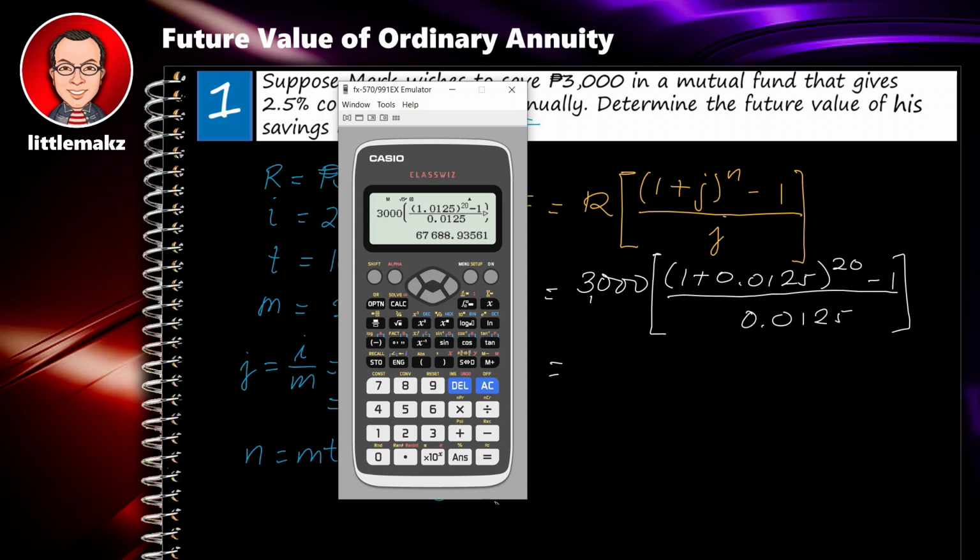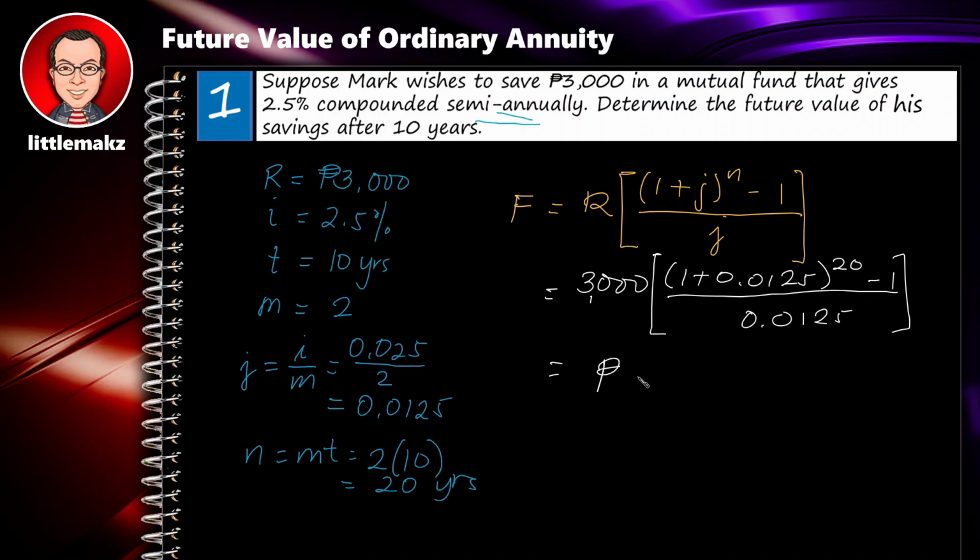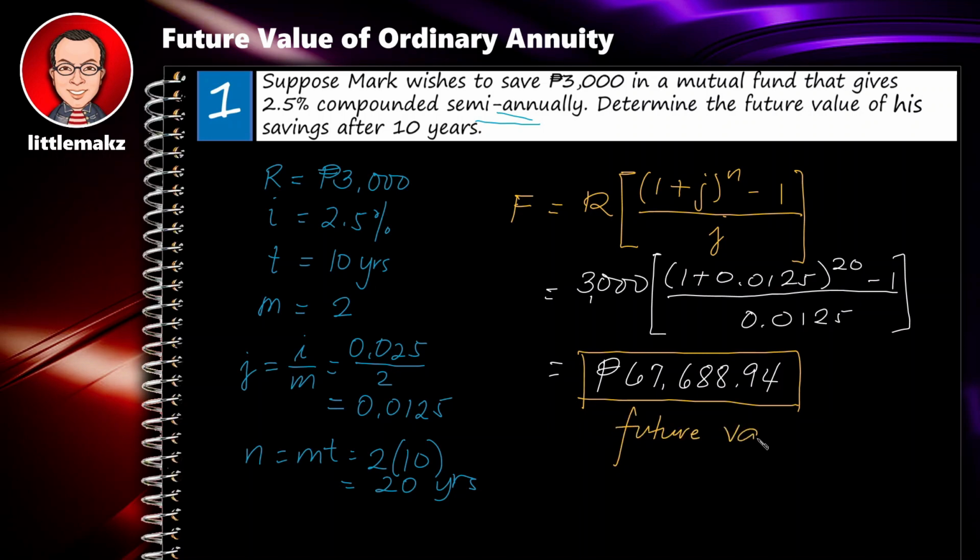And so we are able to get 67,688.94, or that would be equal to 67,688 pesos and 94 centavos. So that answers our question. Determine the future value of Mark's savings after 10 years. And this is the future value. So let's move ahead with the second example.